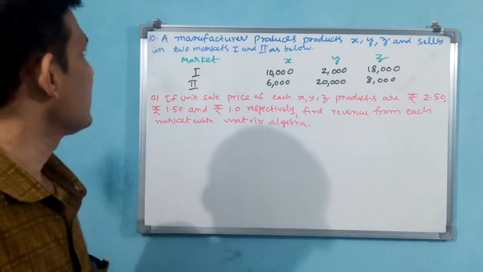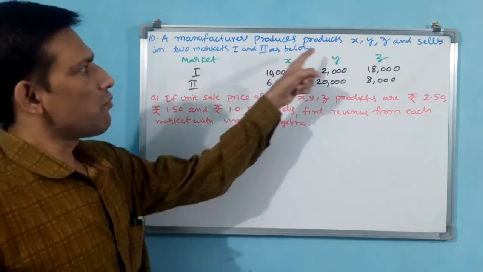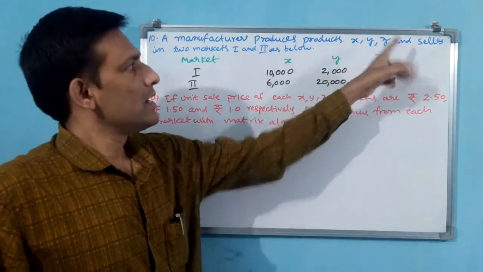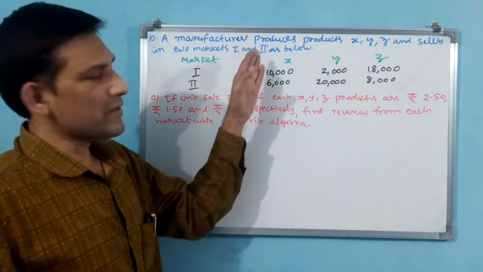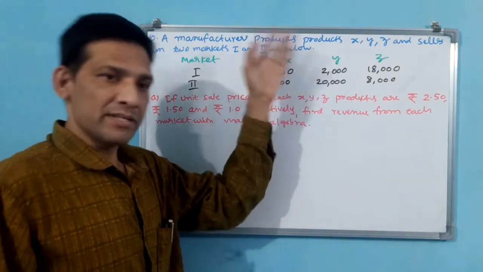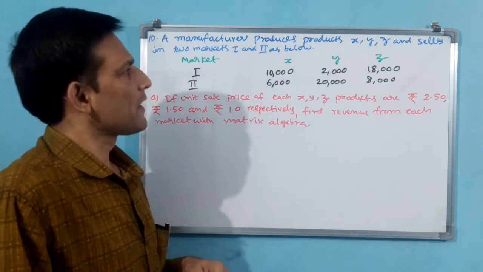See, the 10th question, what they have given. A manufacturer produces products X, Y, Z and sells in two markets, one and two. The manufacturer is producing three products and is also selling. See here, the manufacturer himself is selling. That you have to understand.